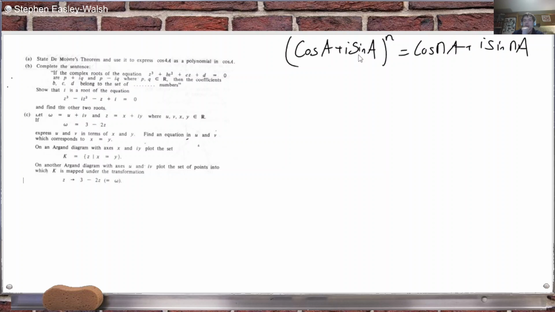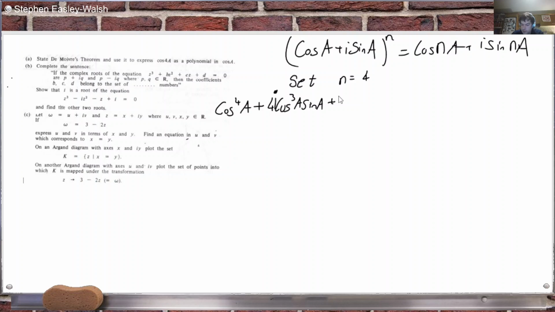Okay, (cos A + i sin A) to the power n. Yeah, that's de Moivre's theorem. Now what we'll do is set n equal to 4. So that becomes cos to the power 4A plus 4 cos cubed A sin A with i.